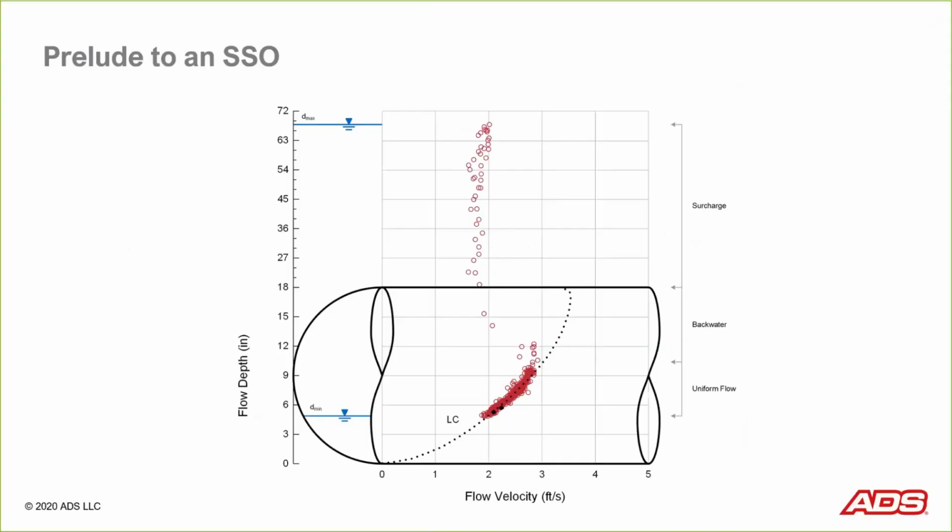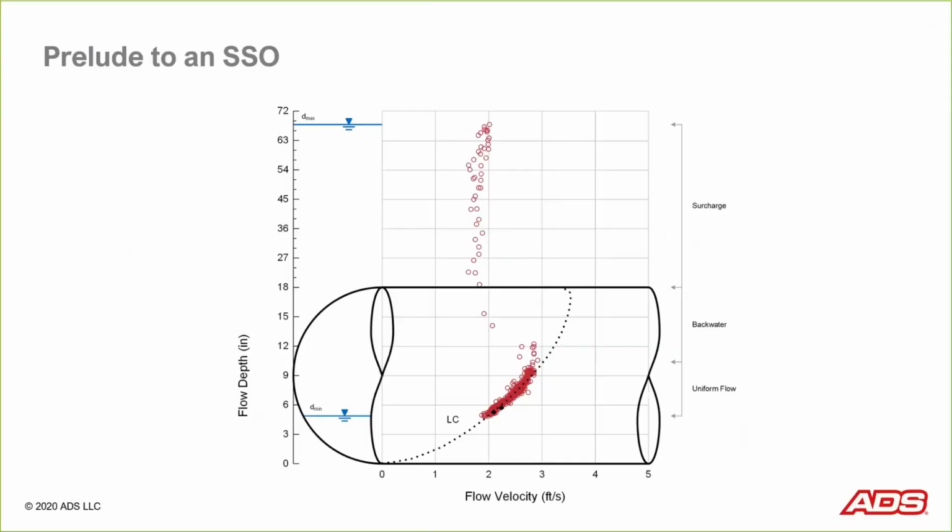Eventually, because of that limitation, this pipe surcharges, and you can see this one surcharges all the way to a depth of nearly 72 inches. So there we have uniform flow, backwater, and surcharge, and those are the prelude conditions to an SSO. Because if that sewer continues to get deeper, what's going to happen? You're going to have an overflow at some point.